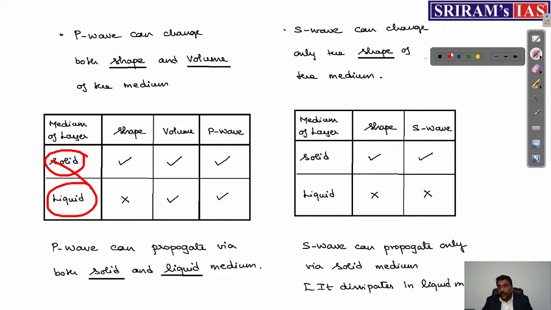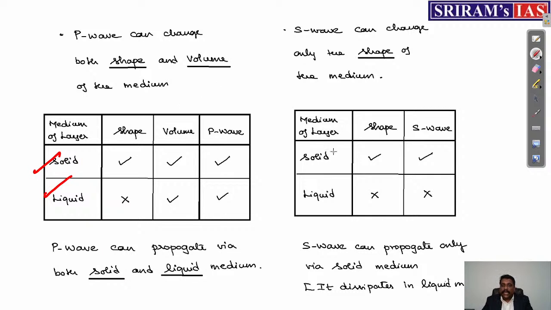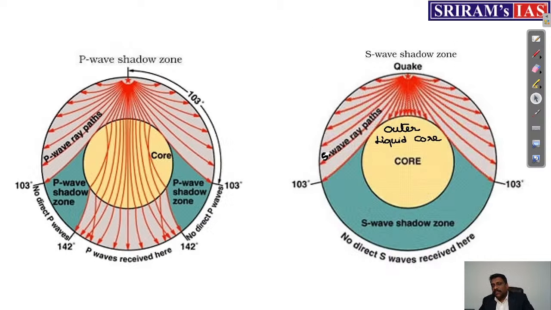I repeat again, my dear friends: the P wave can travel via all solid as well as liquid layers. But the S wave can travel only through solid layers and it dissipates in liquid medium. Whenever an earthquake is produced, the S wave tries traveling everywhere, but because of the outer liquid core, the S wave does not penetrate it, so nearly the other half of the Earth does not experience the S wave.